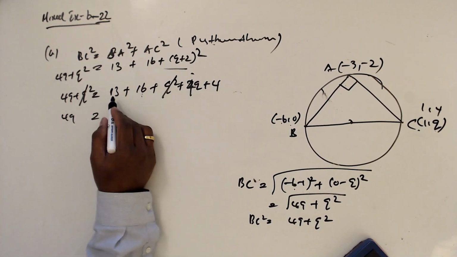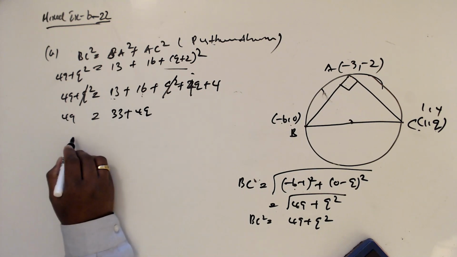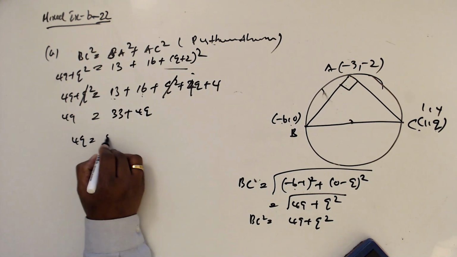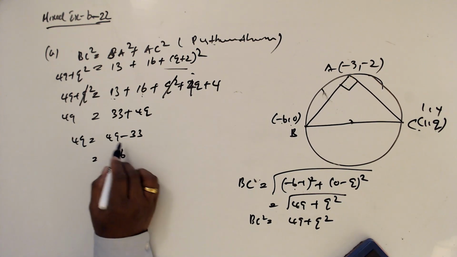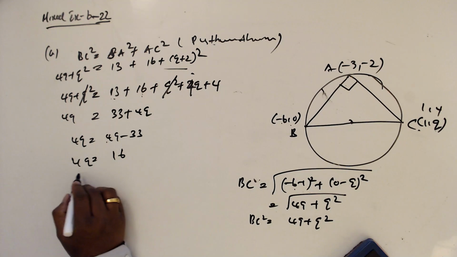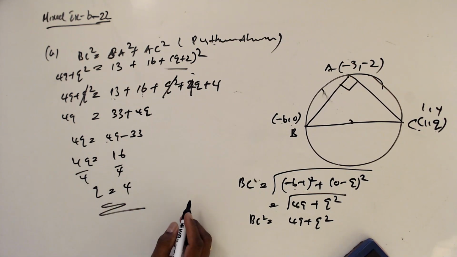16 plus 4q, 30. 3 plus 4q, then 4q equals 49 minus 33. This is 16. 4q equals 16 divided by 4. q equals 4.